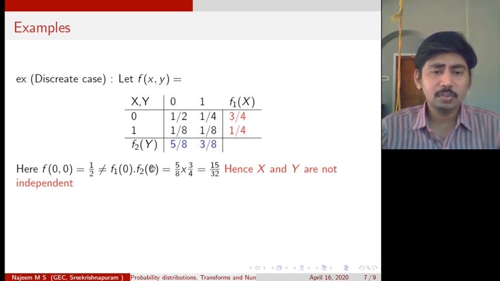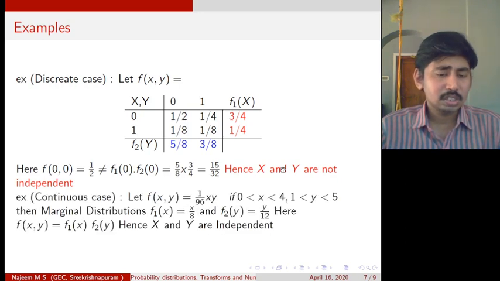Here this clearly violates this: 5 by 8 and 3 by 4 is not equal to 1 by 2. That is, therefore f of 0 0 is not equal to f1 of 0 and f2 of 0. Hence it is not independent. Let's go to a continuous case.